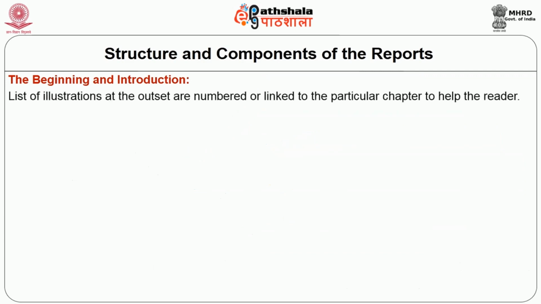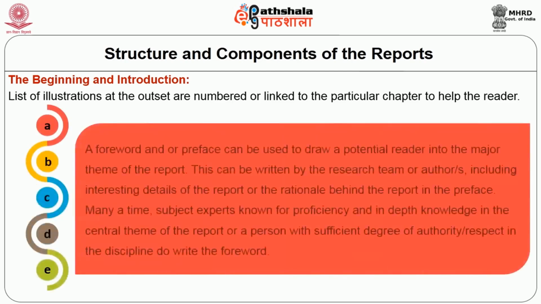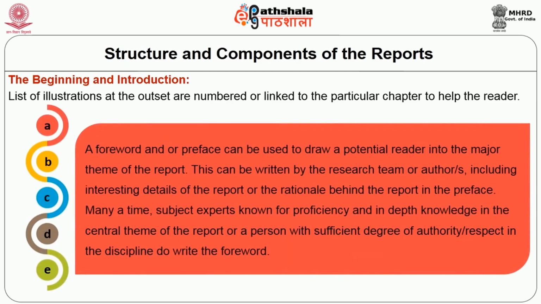List of illustrations at the outset are numbered or linked to the particular chapter to help the reader. Other subsections are listed with the related aspects in the following sequence: a foreword or a preface. This can be used to draw a potential reader into the major theme of the report. This can be written by the research team or author, including interesting details of the report or the rationale behind the report in the preface. Many a time, subject experts known for proficiency and in-depth knowledge on the central theme of the report, or a person with sufficient degree of authority in the discipline, write these prefaces and forewords.